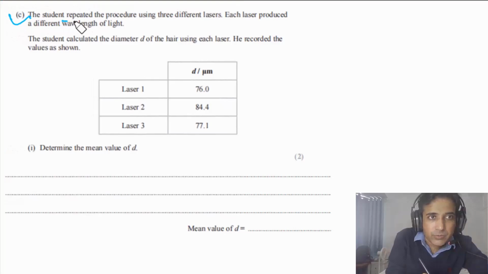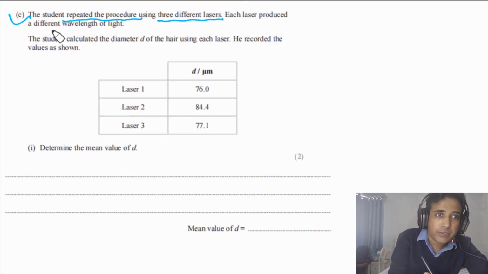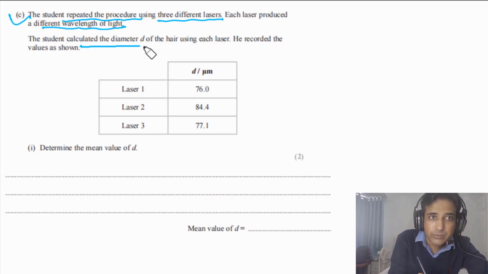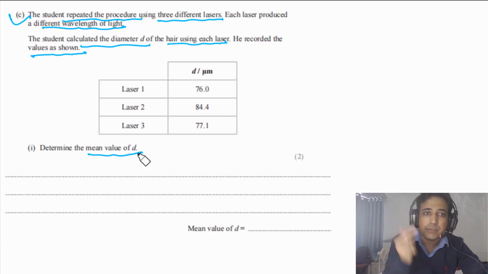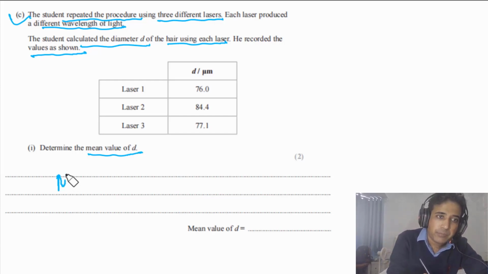Part C says the student repeated the procedure using 3 different lasers. Each laser produced a different wavelength of light. The student calculated the diameter d of the hair using each laser. He recorded the values as shown in this table. Determine the mean value of d. Very straightforward question, very easy question. So simply we need to calculate the mean value.